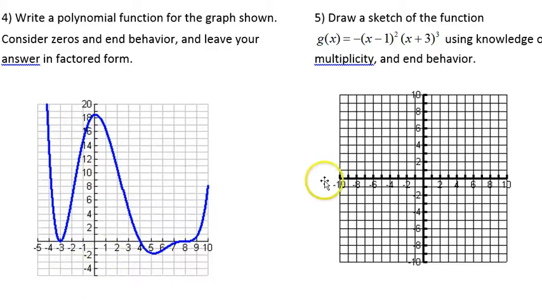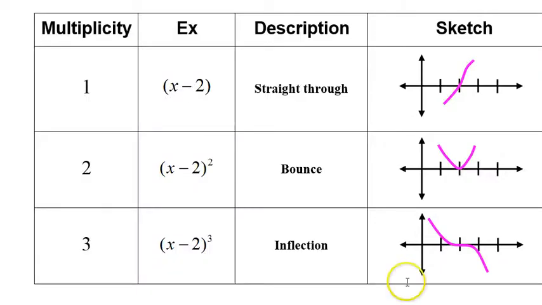Okay, in this video we will explore the relationship between a function equation and its graph. One of the main things you need to keep in mind is that the behavior of the graph at a particular zero is going to depend on the multiplicity of the factor from whence it comes. If you have a single factor, the function just goes straight through that particular zero. If it's a double, then you're going to have a bounce at that zero.